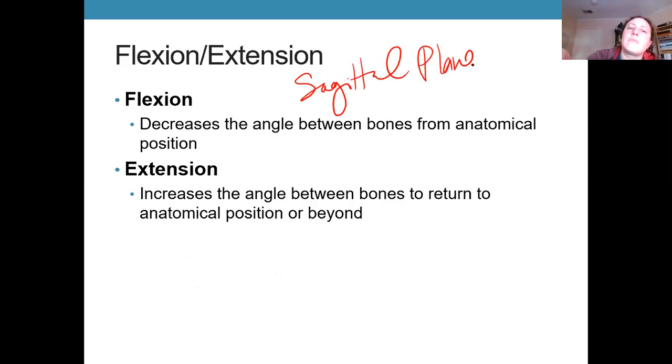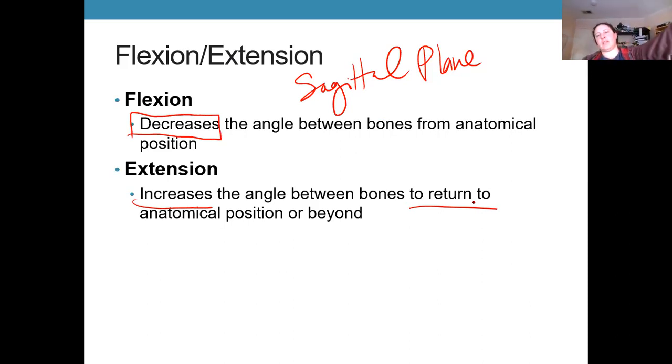Flexion decreases the angle between two bones, and extension increases the angle. Now, most joints are already extended in the anatomical position. So flexion typically moves the joint away from the anatomical position. Extension will return you to the anatomical position, or it can continue to increase the angle beyond it, depending on the joint. Not all joints are capable of extending beyond the anatomical position.